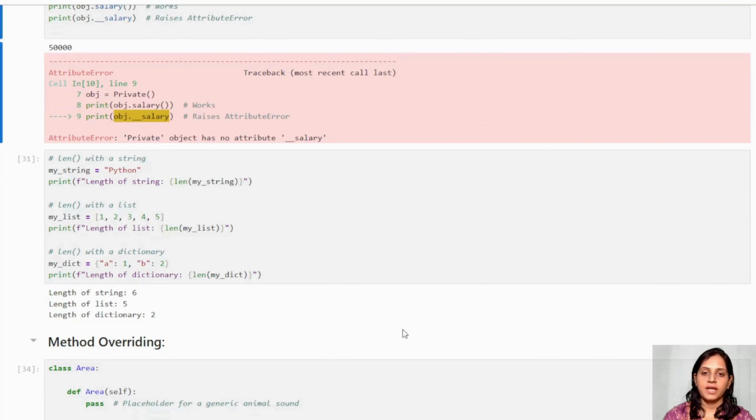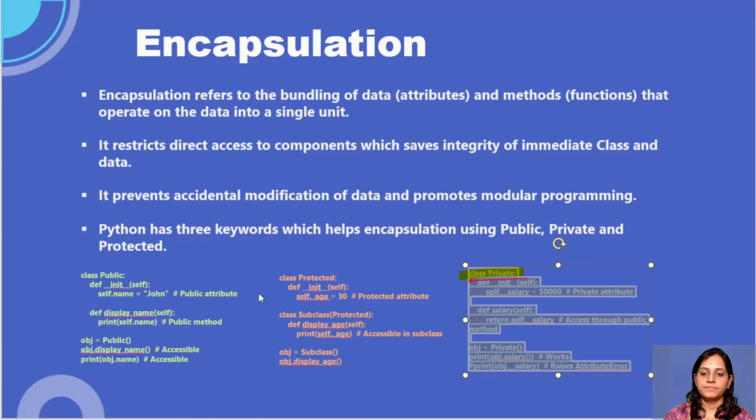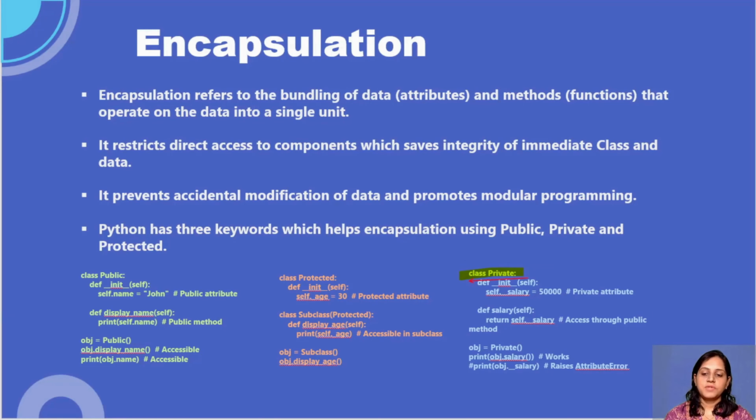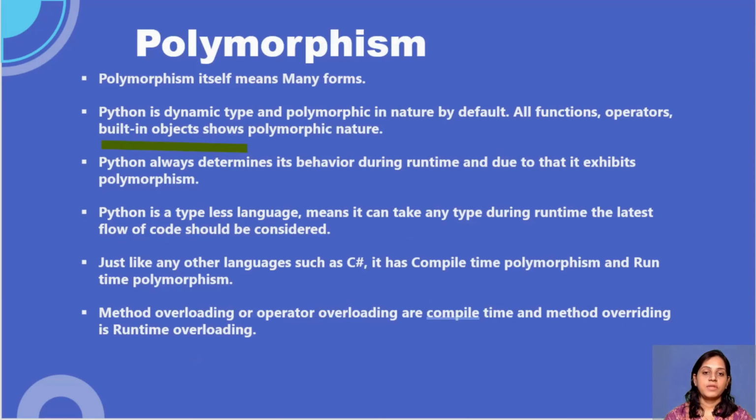Okay, so now we have understood what public, private and protected access specifiers are. Now let us go back to our PPT. I hope encapsulation is clear to everybody. Now we will understand polymorphism.